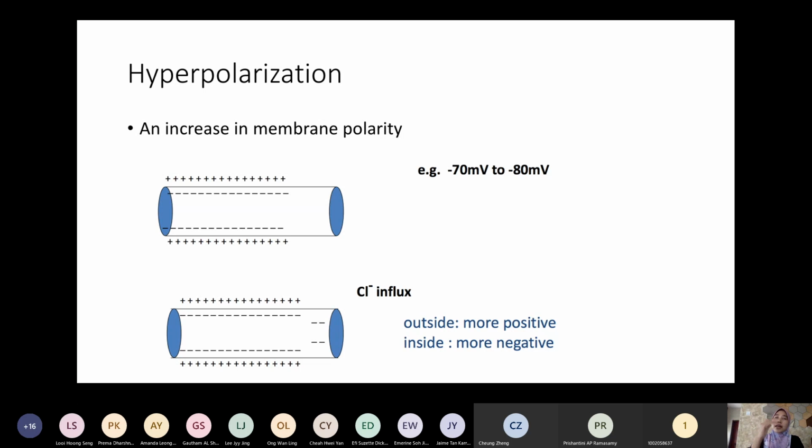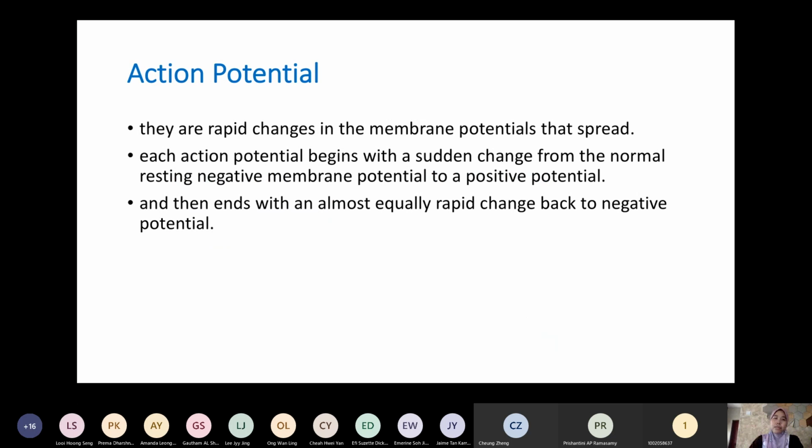So if, let's say, an excitable tissue's resting membrane potential is negative 70, later it will equilibrate back to negative 70. Let's say a cell has a resting membrane potential of negative 90 millivolts, and later it will come back to negative 90 millivolts.